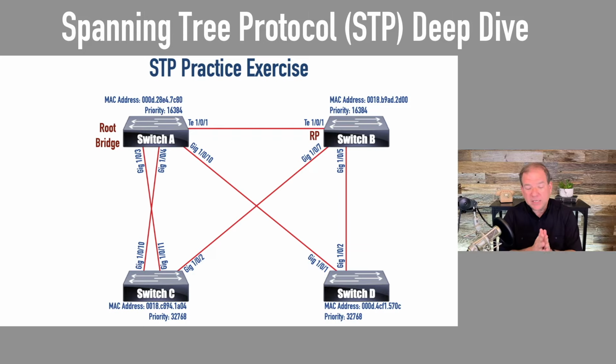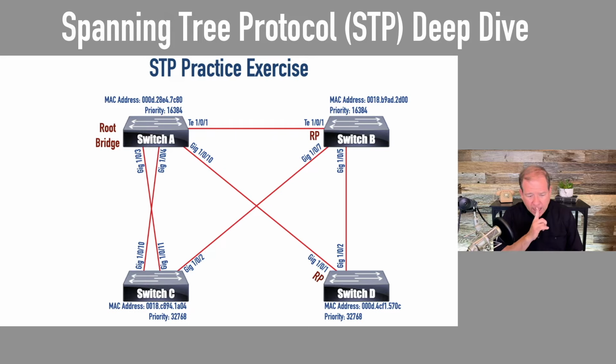And by the same logic, on switch D, it's a cost of 4 if I go directly to switch A, but it's a cost of 6 if I go up to switch B, that's a cost of 4, and then go across to switch A, which adds on a cost of 2. 4 is less than 6, so my root port on switch D is going to be gig 1/0/1.